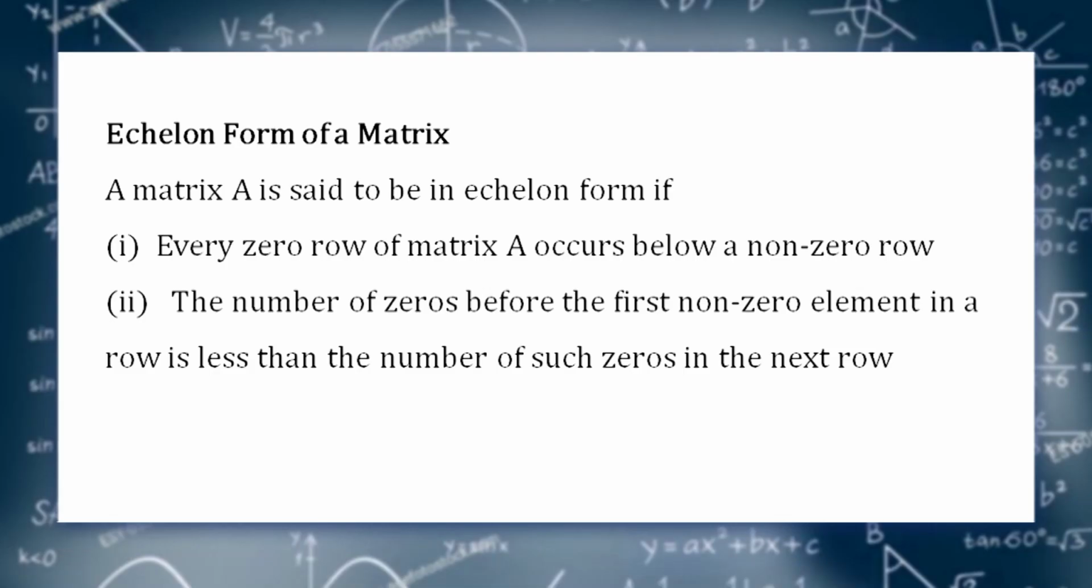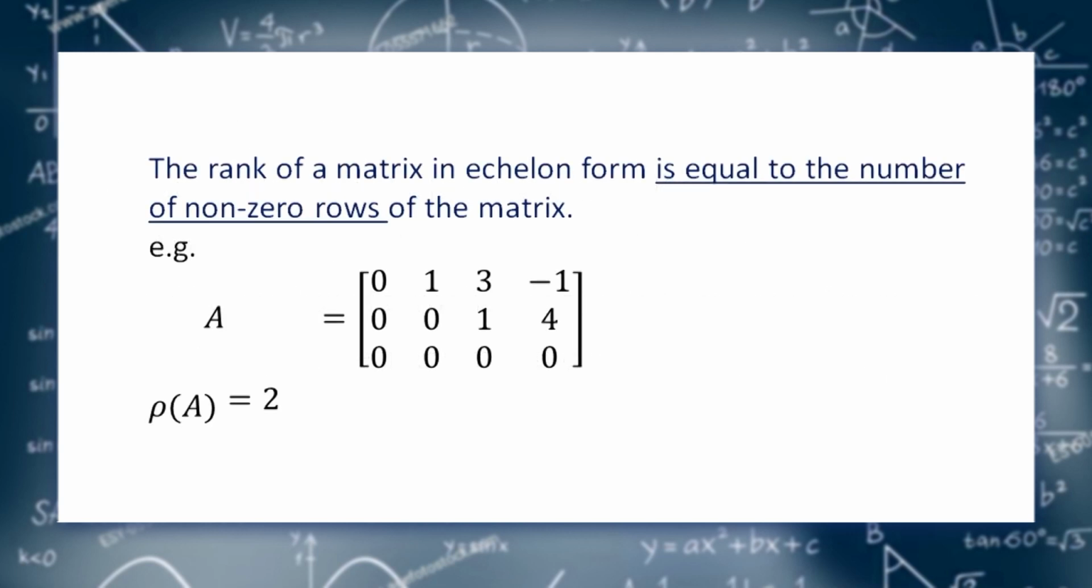A matrix A is said to be in echelon form if every zero row of matrix A occurs below a non-zero row, and the number of zeros before the first non-zero element in a row is less than the number of such zeros in the next row. Remember, echelon form is important to represent the rank number of a matrix. The rank of a matrix in echelon form is always equal to the number of non-zero rows of the matrix.